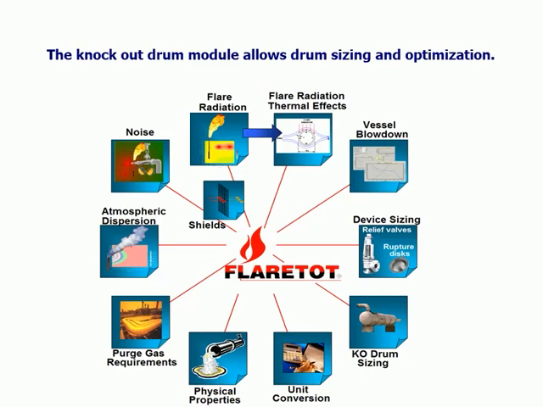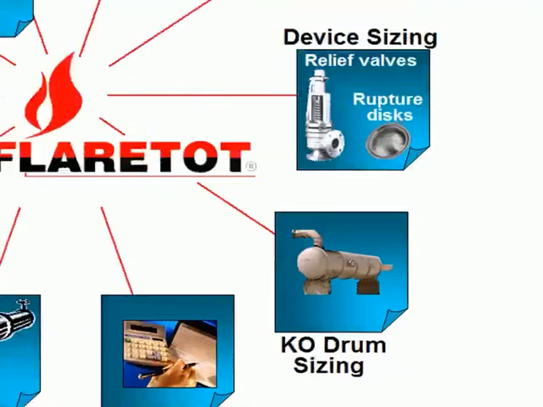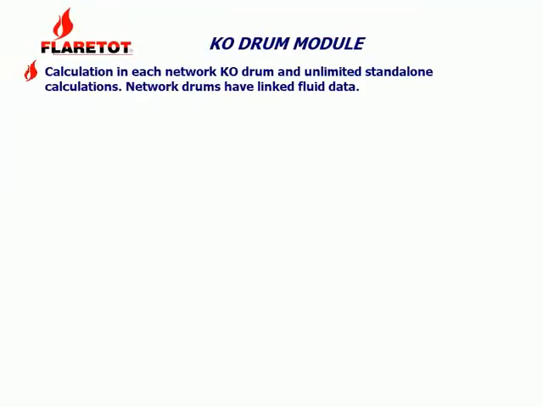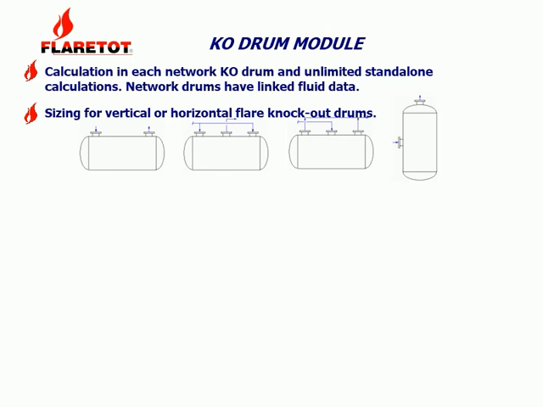Next, we examine the knockout drum sizing module, which allows sizing and optimization. A knockout drum sizing calculation is maintained in each KO drum in the network. The fluid data can be derived from the network for these calculations. In addition, you can have an unlimited number of standalone calculations. Sizing for both vertical and horizontal drums is supported. Horizontal drums can have more than one inlet or outlet nozzle. The required nozzle sizes are also calculated.